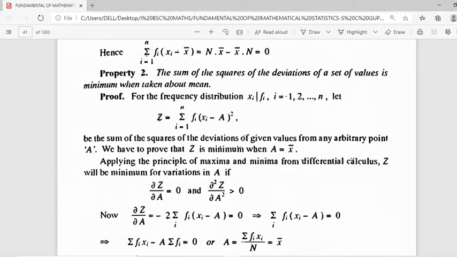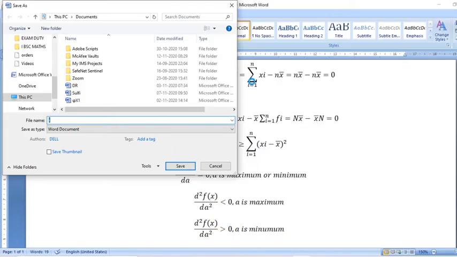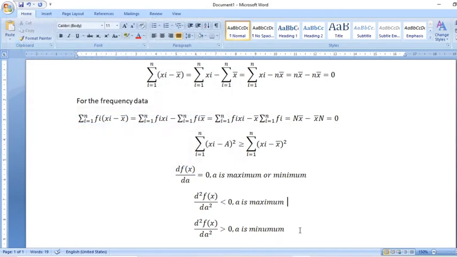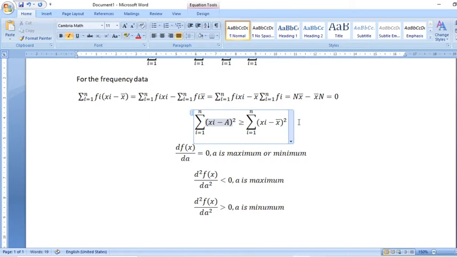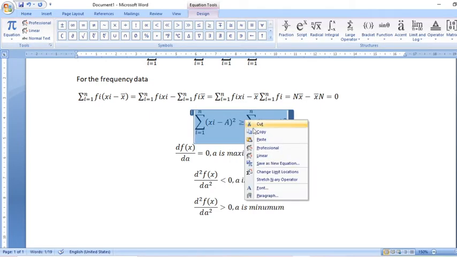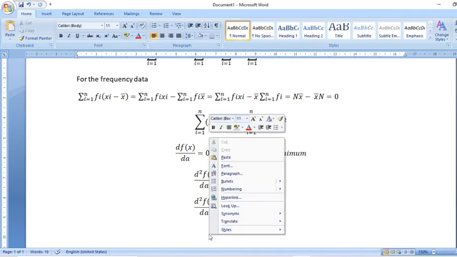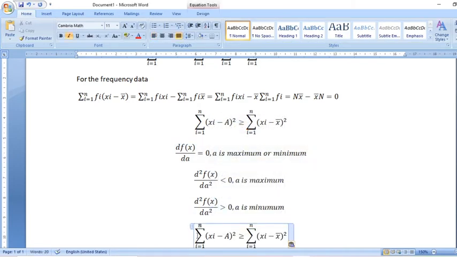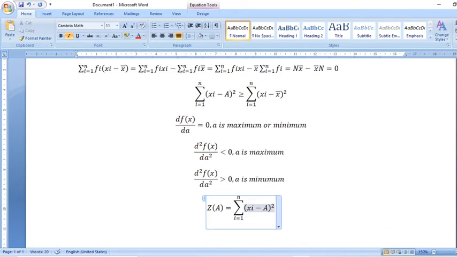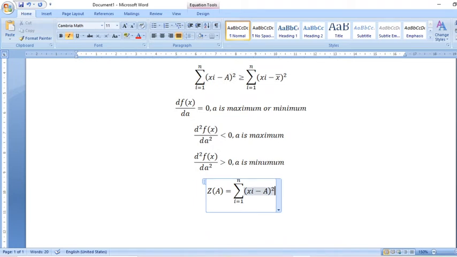So let us consider the function z in terms of A. In our text, it is denoted as z of A. Let us remove this part, this is not required now. So z is a function of A. We can treat z as a function of A.